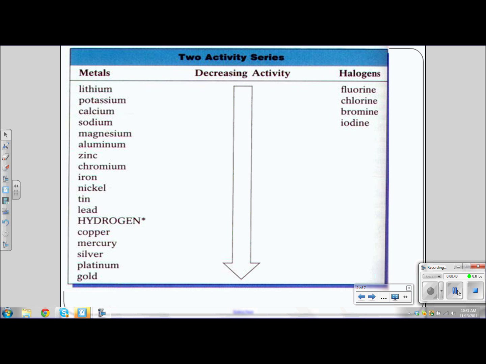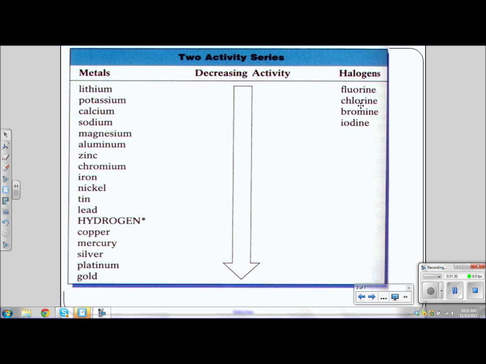Here's the activity series, and basically the activity series is set up so that the metals listed at the top are the most reactive. As we move down, they become less and less reactive. Therefore, lithium would be able to replace any of these metals. Potassium would be able to replace all of these except for lithium. If we're down here, copper would be able to replace any of the metals below, but not those above, because these are more reactive.